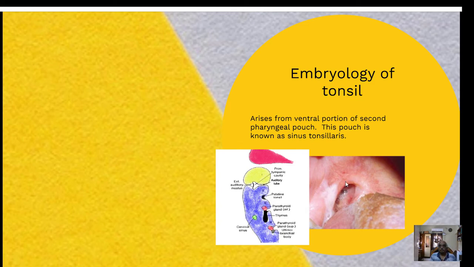Here, this sinus tonsillaris can be present as a remnant close to the superior part of the tonsil in some patients. So when you put the tongue depressor, if you see a small opening just above the superior part of the tonsil, that is nothing but a persistent sinus tonsillaris, as shown in this photograph.